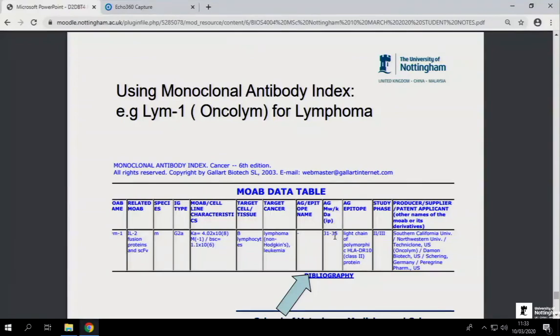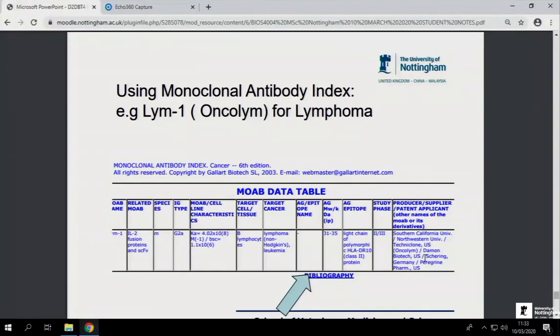It tells you about the molecular weight of the peptide binder of its target, what the antigen epitope is, the study phase it's in, and also who has the patents for this. So we say, well, I like that one. I'm interested in that antibody. I've only done one on here, by the way, just to show you how it works.